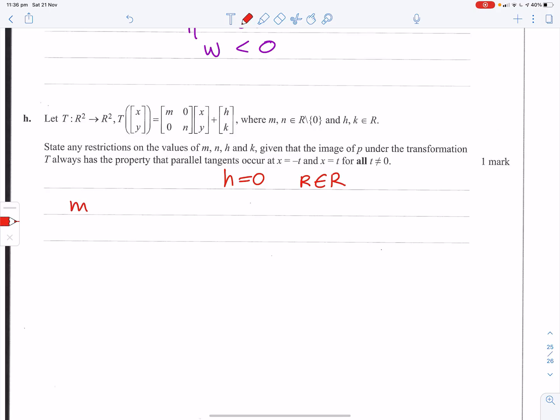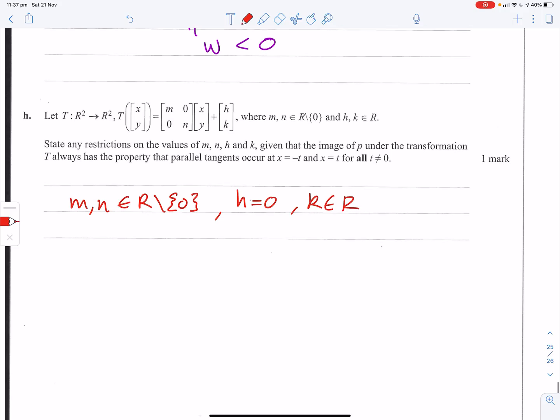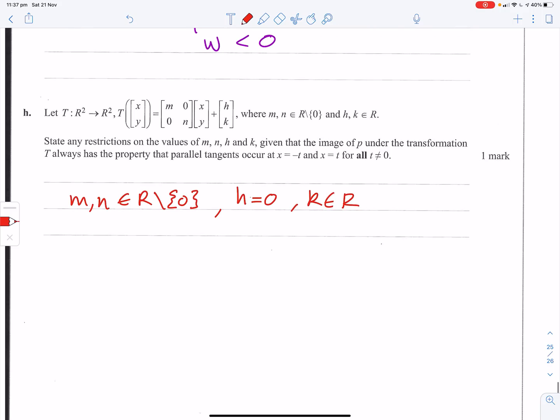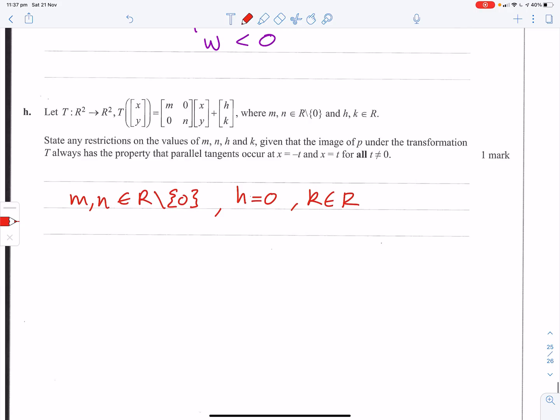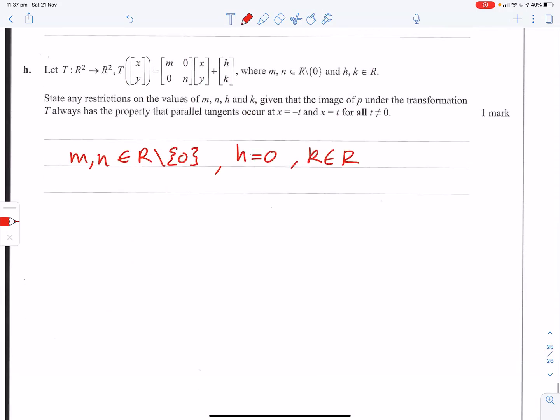M, n can be any real number except for 0, because then the function would disappear. H has to equal 0, and k can be anything you want it to be. I think that's what they want. State any restrictions. Yep. That's it.